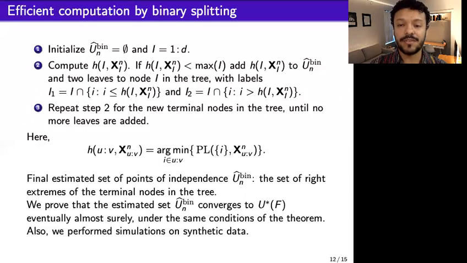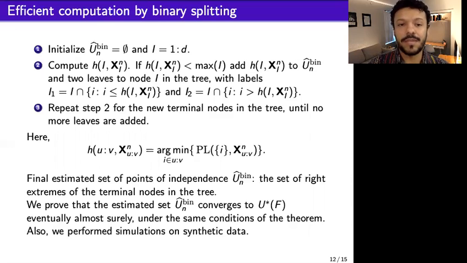Now, our estimator requires us to look over all the possible subsets of U, which is unfeasible even for smaller values of d. So here we introduce a more efficient divide and conquer algorithm to approximate the estimator that we defined before. So in each step, we include an independence point in the estimation of U hat as far as it improves the behavior of the penalized discrepancy.